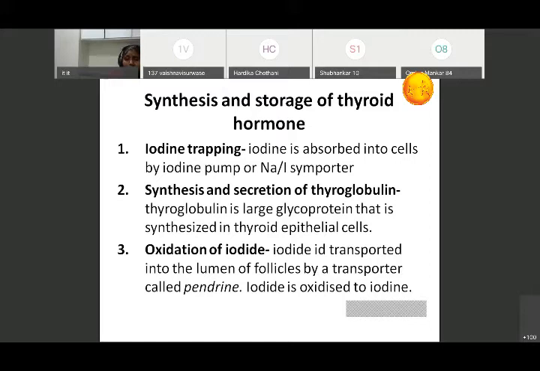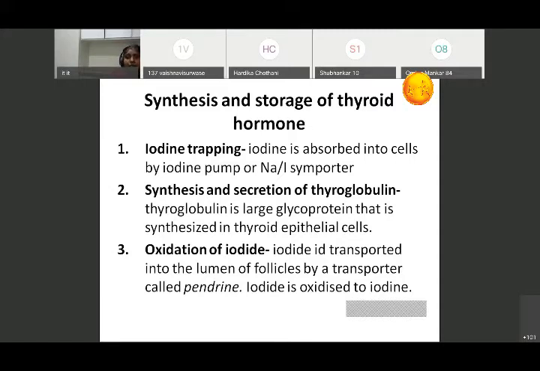One main thing, the basic thing you remember: for synthesis of thyroid hormones T4 and T3, iodine and tyrosine are important. Where does the iodine come from? Iodine comes from the diet, through the digestive tract. Where does the tyrosine come from? It also comes from the blood, from amino acids.